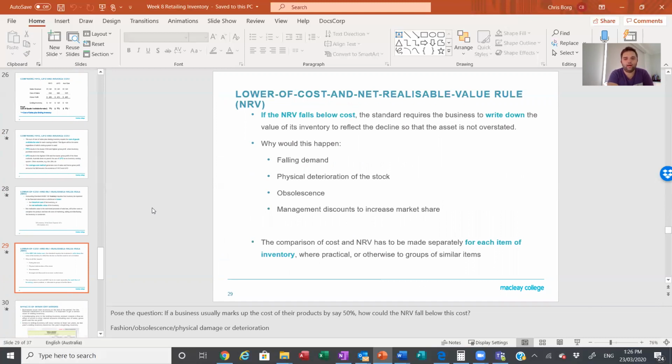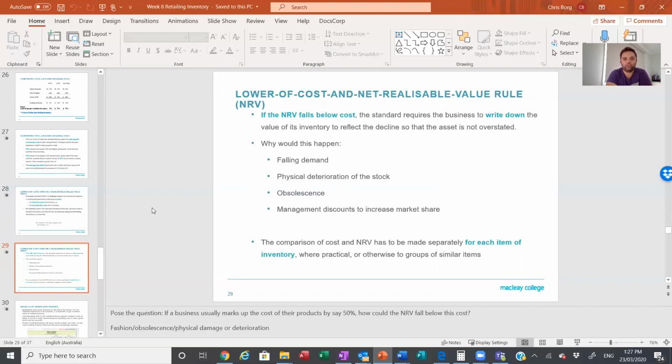All right, and then we move on to the lower of cost and net realisable value when it comes to the maintenance of the closing stock value. So in cases where the net realisable value falls below the cost in regards to stock on hand, the standard requires the business to write down the value of its inventory to reflect the decline so that the asset is not overstated. So why would this happen? Fall in demand, physical deterioration of stock, stock becomes obsolete, and management discounts to increase market share. So we might give discounts in order to get more business. The comparison of the cost and net realisable value has to be made separately for each item of inventory, where practical, or otherwise to groups of similar items.